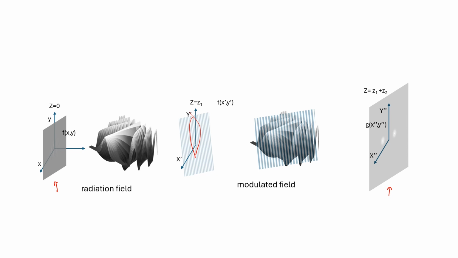So the problem we're interested in today is we have a field that propagates to an optical element, such as a lens or a prism or a diffraction grating, and then propagates from the optical element to the output field, and we'd like to characterize this input-output relationship using field theory.